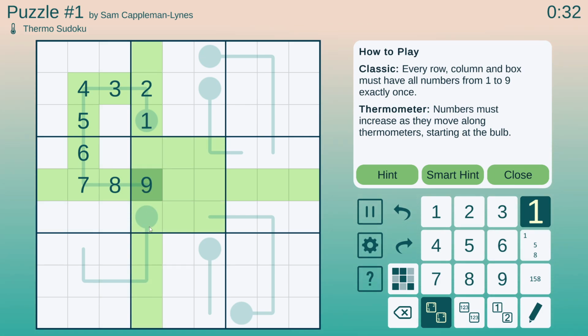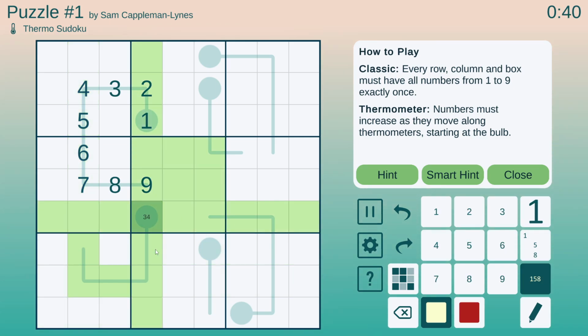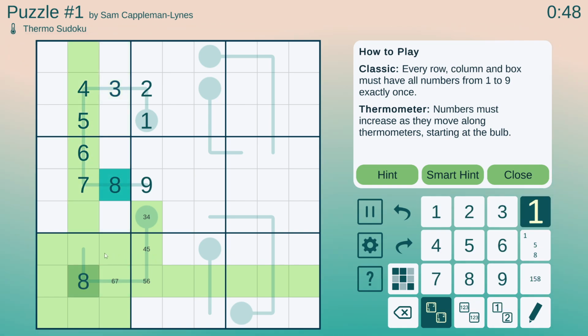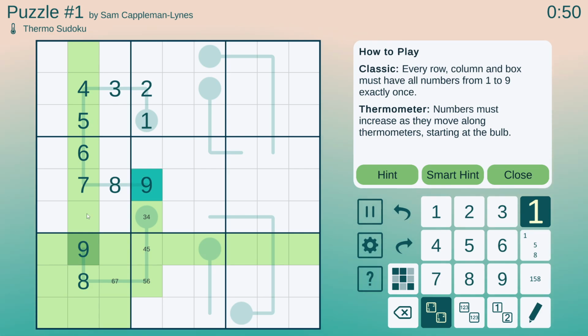And now this can't be a 1 or a 2, so this has to be at least a 3, 4, 5, 6, 7, 8. So that's a 3 or 4, that's a 4 or 5, that's a 5 or 6, 6 or 7, and then this actually has to be an 8, 9 at the finale because of the 7 being there. Yeah, that looks right.